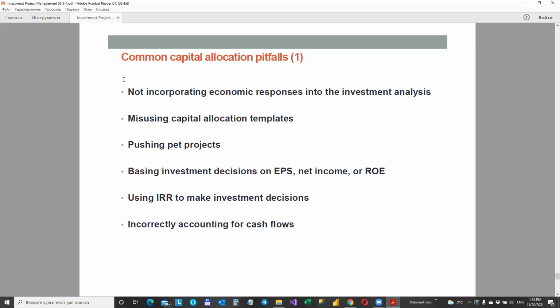There are also other pitfalls, like pushing pet projects. Often pet projects are selected at companies without undergoing normal capital allocation analysis. Or the pet project receives the analysis, but overly optimistic projections are used to inflate the investment's profitability. And this is often the case even in very developed companies, where your supervisor, your boss, or a top manager pushes the project he or she wants to be invested in.